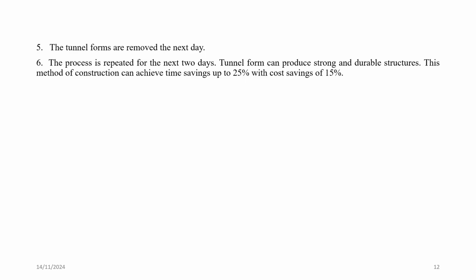The tunnel forms are removed the next day, and the process is repeated for the next 2 days. Tunnel form can produce strong and durable structures. This method of construction can achieve time savings up to 25% with cost saving of 15%.